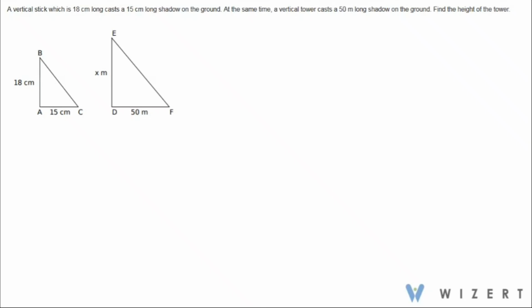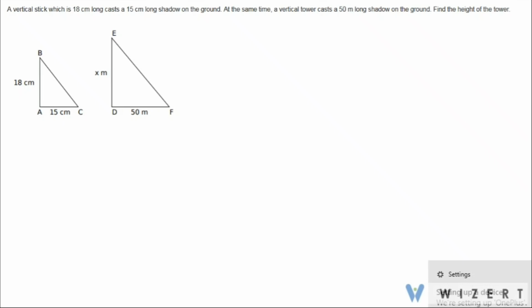We have this question here. A vertical stick which is 18 centimeter long casts a 15 centimeter long shadow on the ground. At the same time, a vertical tower casts 50-meter long shadow on the ground. Find the height of the tower.